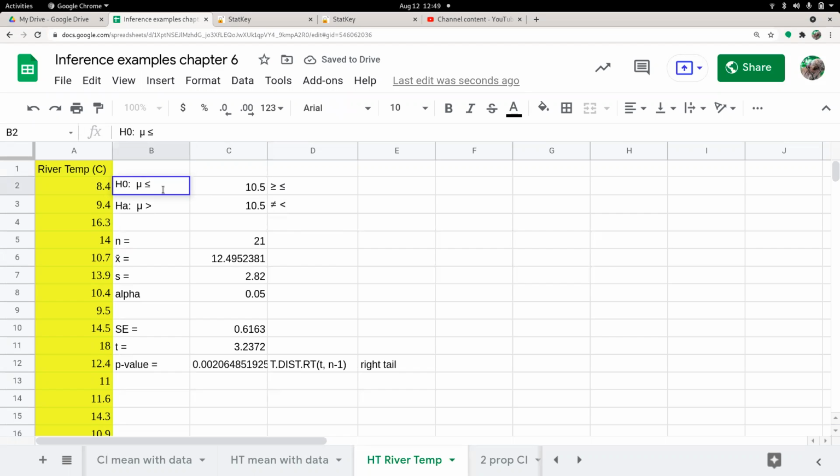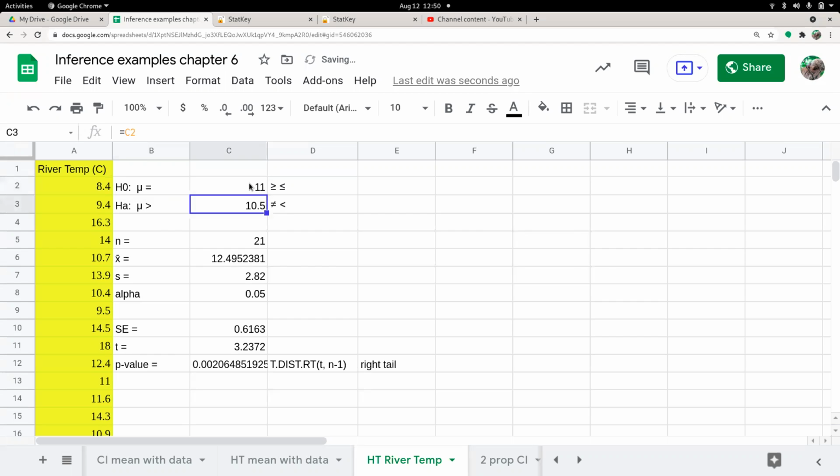And that says the population average is at most 10.5. And that's just up to you. And then you have to decide what's your alternative hypothesis. I was suspecting that the average temperature was higher than what it used to be. And so here you can see my mu is greater than 10.5. And I have it set up so you just type your number here.